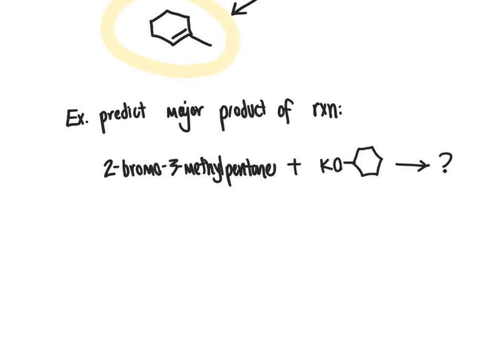So we're not given any additional information here about whether to expect this to be an SN1, SN2, E1, or E2 reaction. So we're going to have to make a conclusion about what's most likely to happen here based on the reactants that are present.